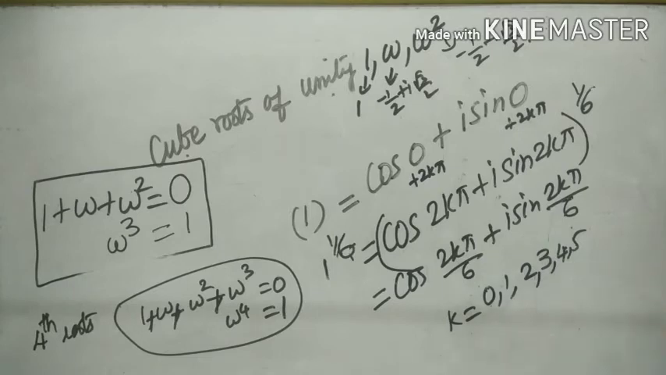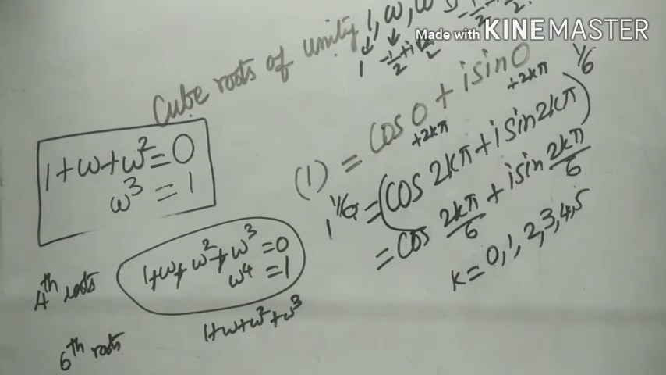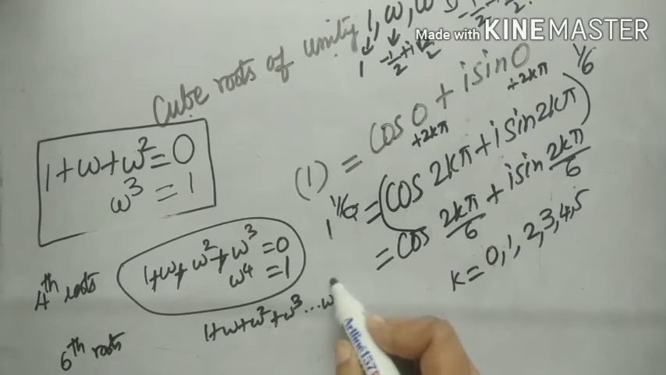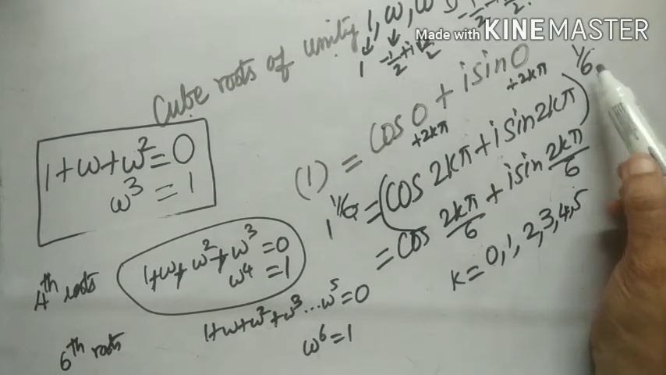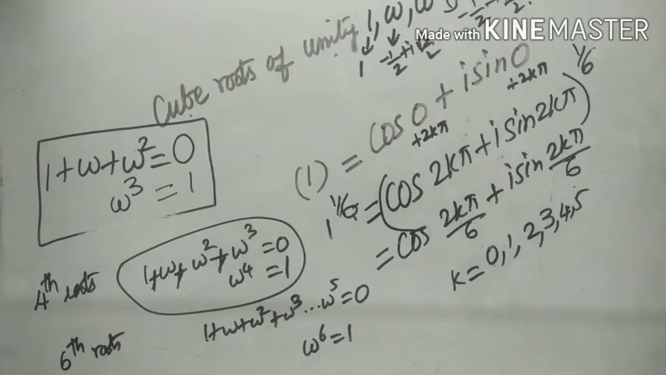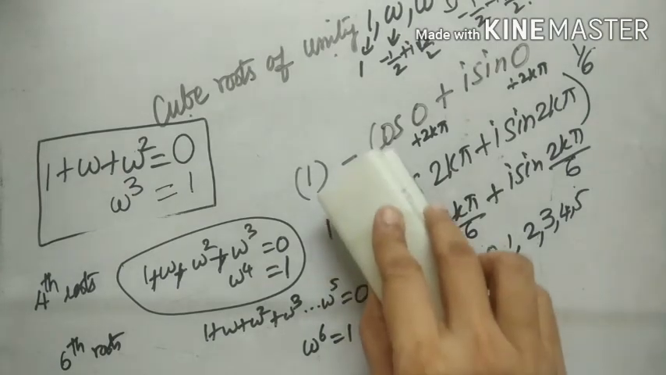Here I will say when it is 6th roots, what would be the sum? 1, omega, omega square, omega cube, and so on, up to omega power 5 will be 0. And omega power 6 is equal to 1. Mostly in exercises we deal with cube roots, but you can extend it for any power: 6th root, 7th root, 8th root, anything.